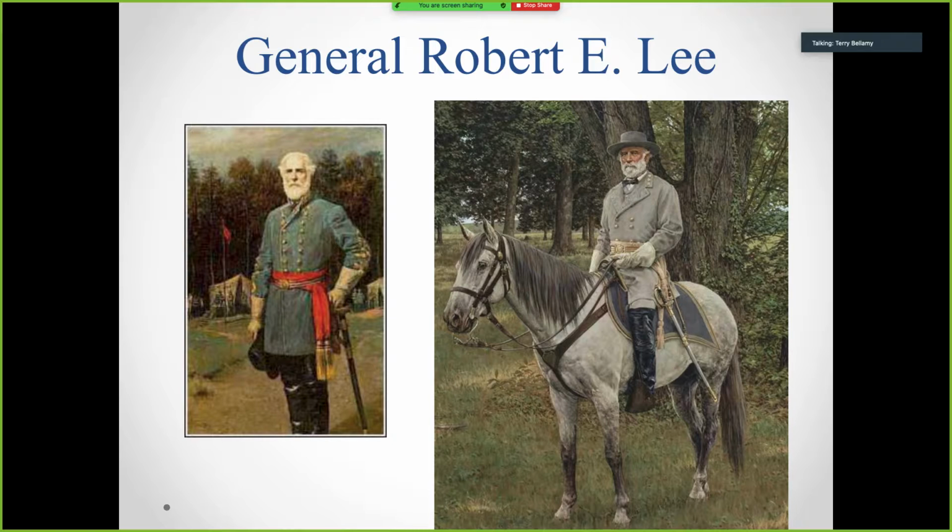I believe when Traveler died, Robert E. Lee actually had him stuffed, which I think is weird that you stuff a pet.